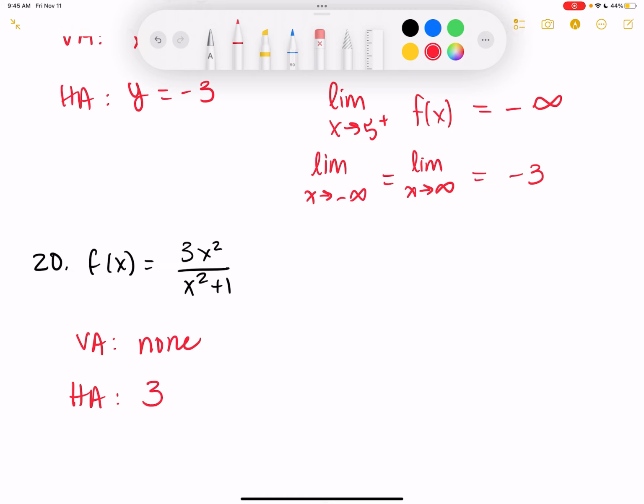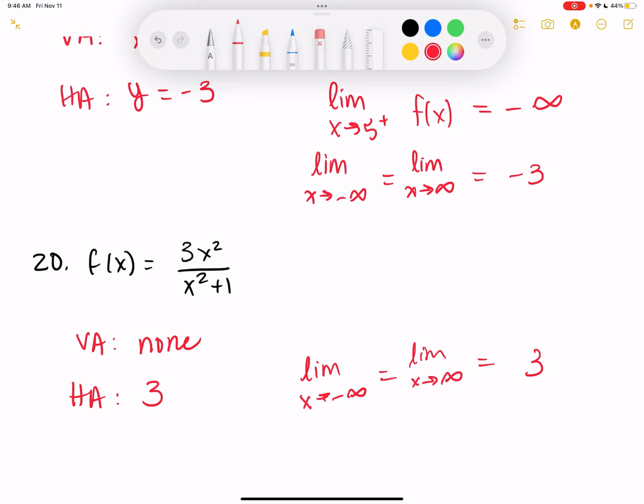So there's no vertical asymptote, so I don't need to check the limits. I just need to check the horizontal one. So the limit as x approaches negative infinity is equal to the limit as x approaches infinity, is equal to 3. I know that seems kind of redundant, but I promise when you get to calculus, you will be glad that you did it this many times.